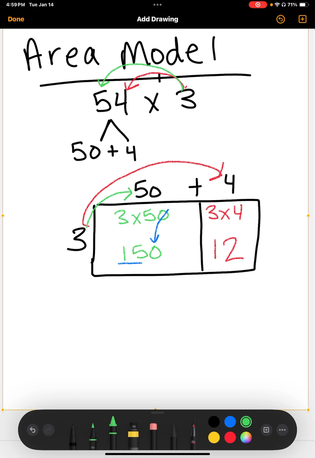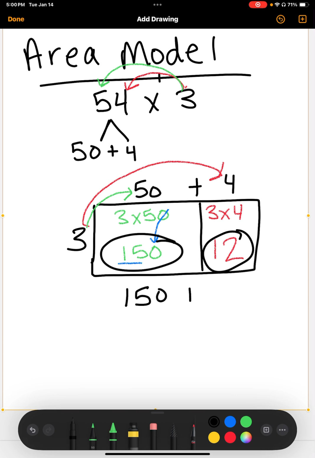To find the total product of 54 and 3, the last thing we need to do is add what's known as these partial products. The partial products are part of the answer. So 150 is part of the answer, plus 12, which is part of the answer. When you combine that together, you come up with a product of 162.